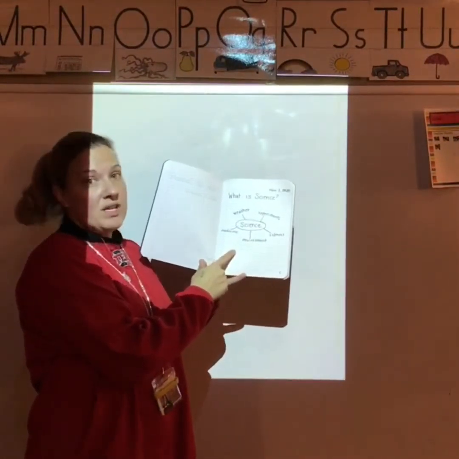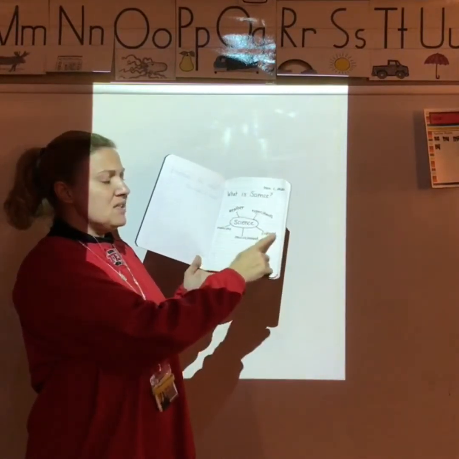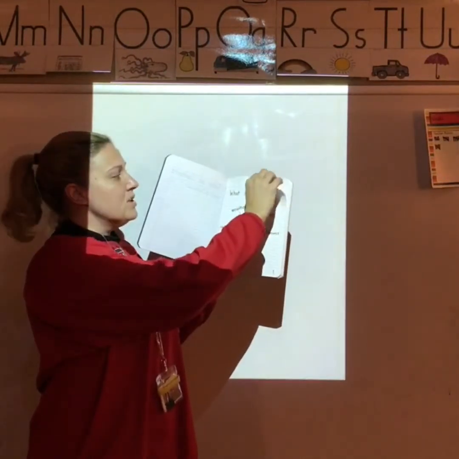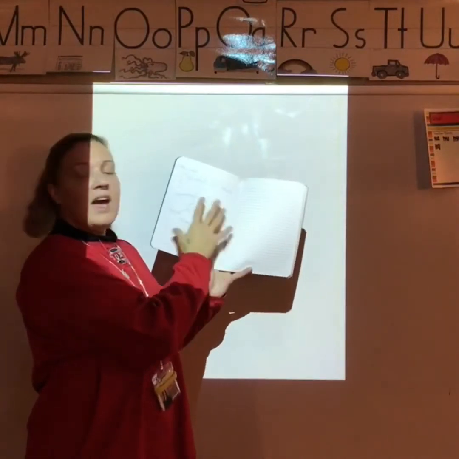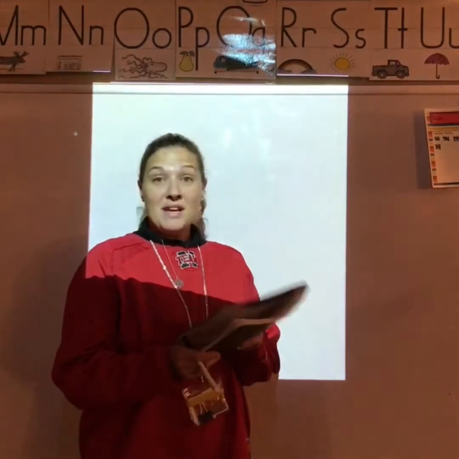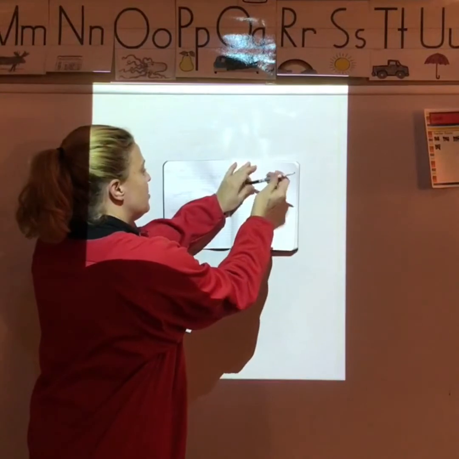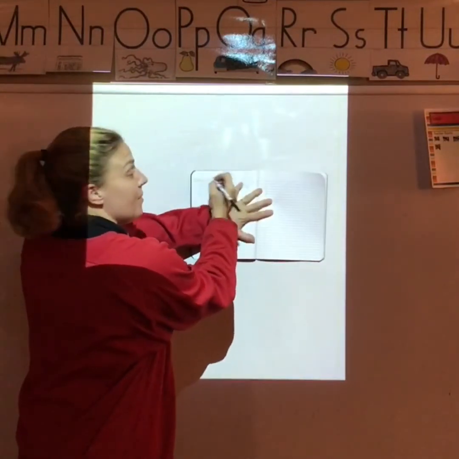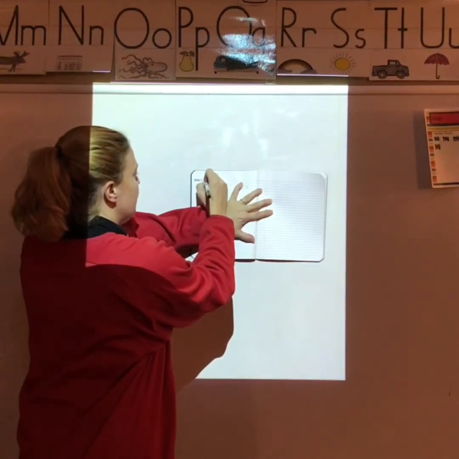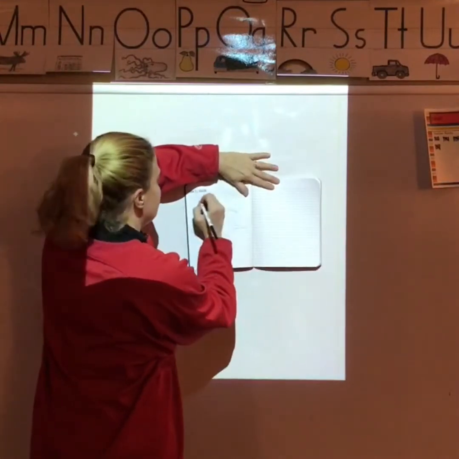When we talked about what is science, we said that it's weather, experiments, medicine, sickness, environment, and lots of other things. Today, we're going to turn to the next page and try to figure out what is a scientist. On my next blank page, at the top I'm going to write today's date, which is still November 1st for me, 2020.